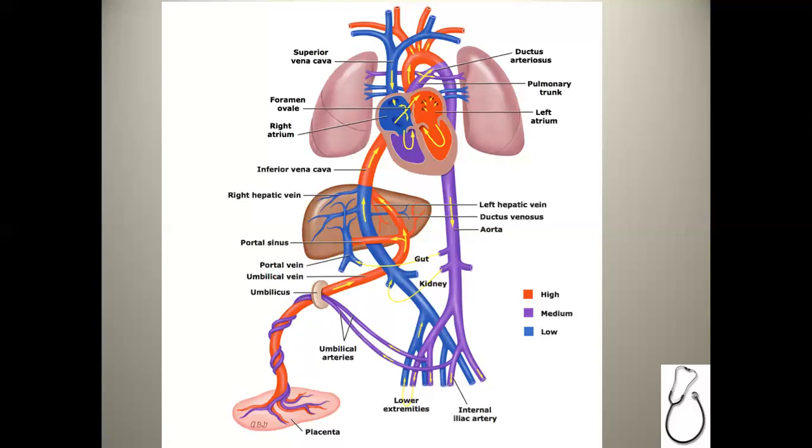At birth, what changes are occurring? This is in the intrauterine life. At birth, because of the rapid expansion of the lung and an increase in the arterial PO2, there is a rapid decrease in the pulmonary vascular resistance, which becomes much lower than the systemic vascular resistance. This is the first change.